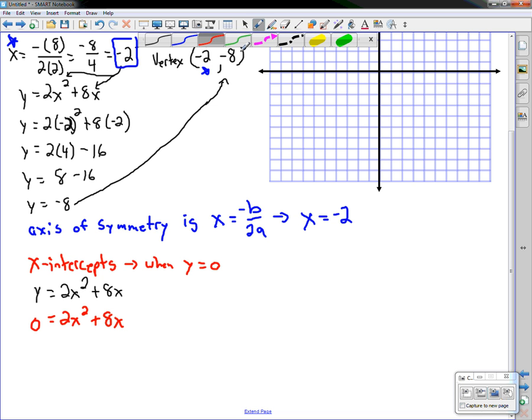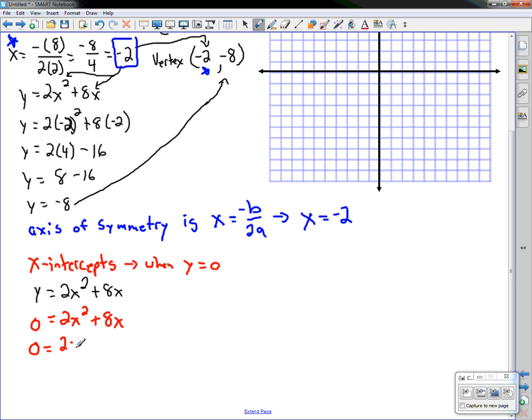So let's go ahead and solve this. You have a couple different options. You just learned how to use the square root property, how to complete the square, the quadratic formula, and factoring are all different ways. I would start with factoring.